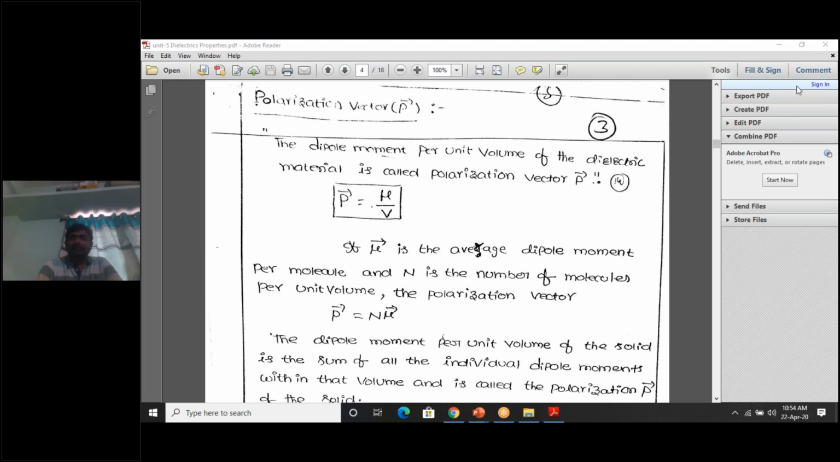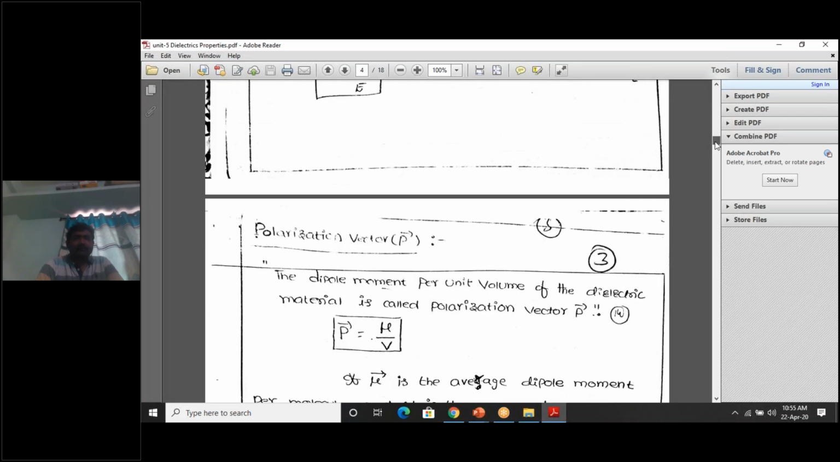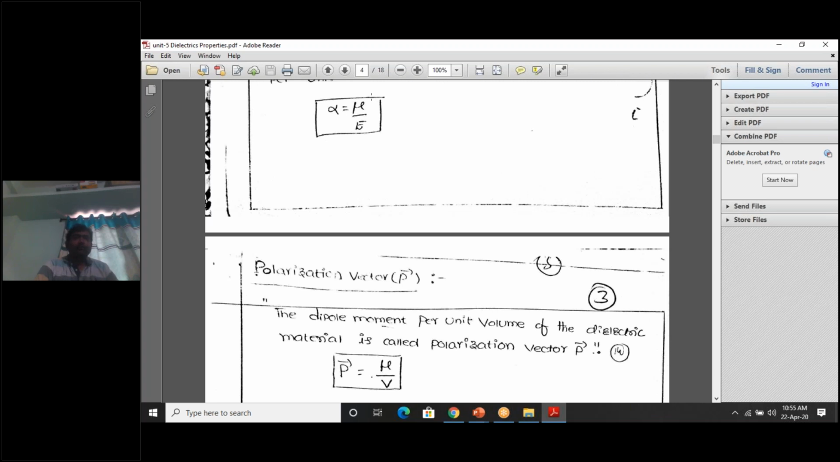Okay, so you just go to the previous concept. What it shows is that you just compare these two. Mu by E is called polarizability. Mu by V is called what? Polarization vector. This is the difference between these two. The dipole moment per unit volume: mu is called the dipole moment, divided by V, the volume. So the dipole moment per unit volume of the dielectric material is called a polarization vector P bar.